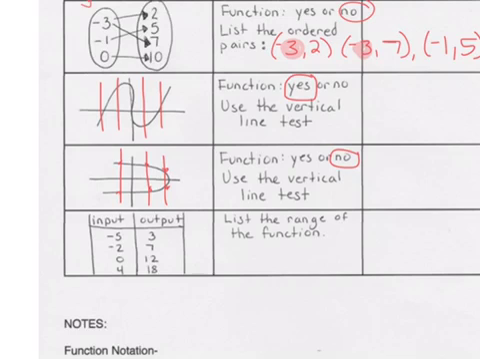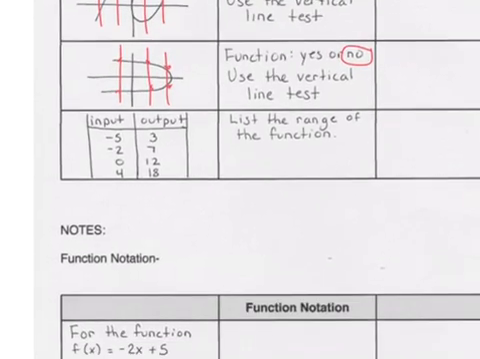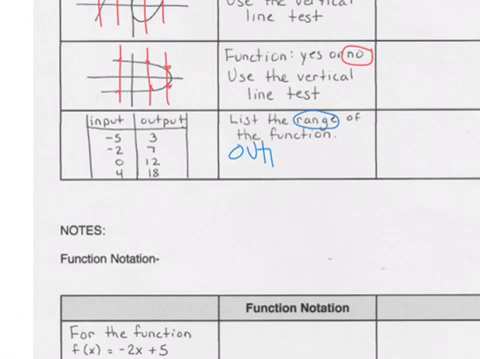Okay, moving to the next one, here we have a table, and we've got input, output, so it's asking me for the range of the function. That's going to be all of the output values, 3, 7, 12, and 18.